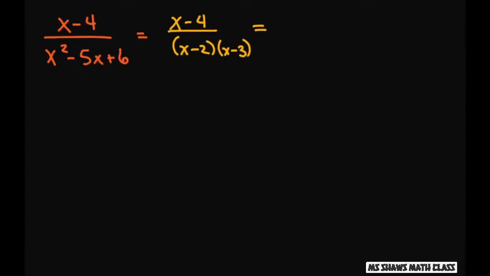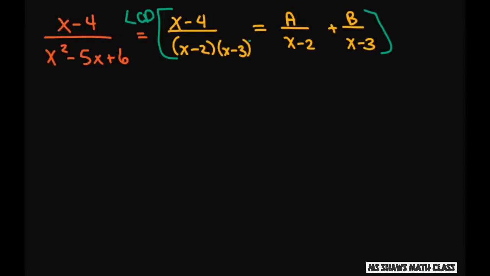We have two linear factors, so you can write a divided by x minus 2 plus b divided by x minus 3. Now let's clear the fractions. Multiply everything by your LCD. So this cancels, and that will be x minus 4. Again, your LCD is just that. So multiply this side also by your LCD.